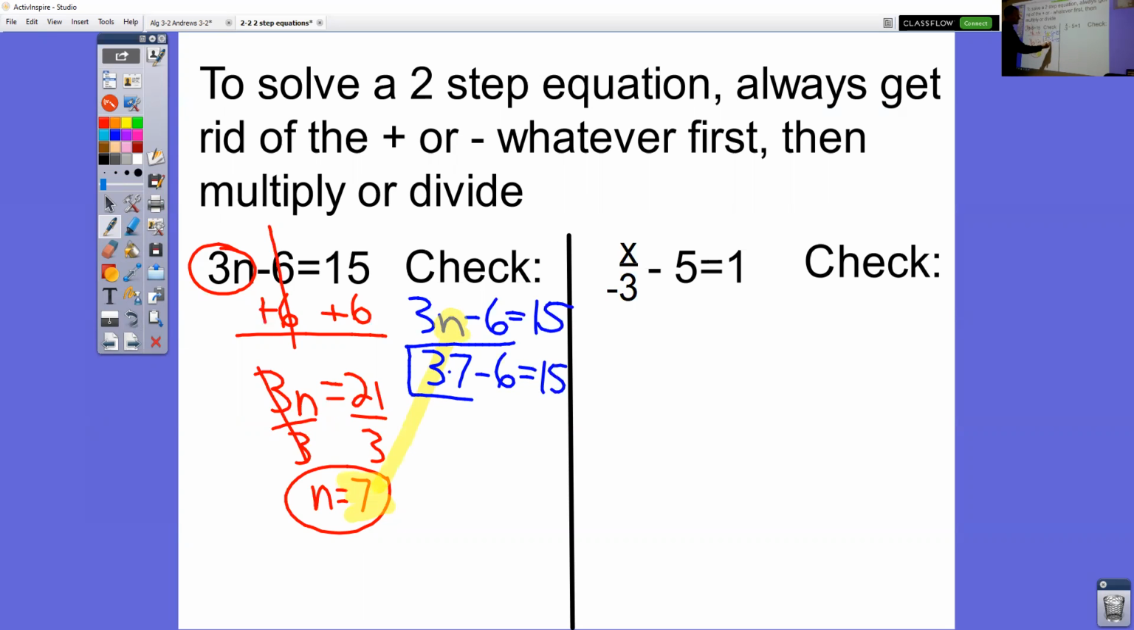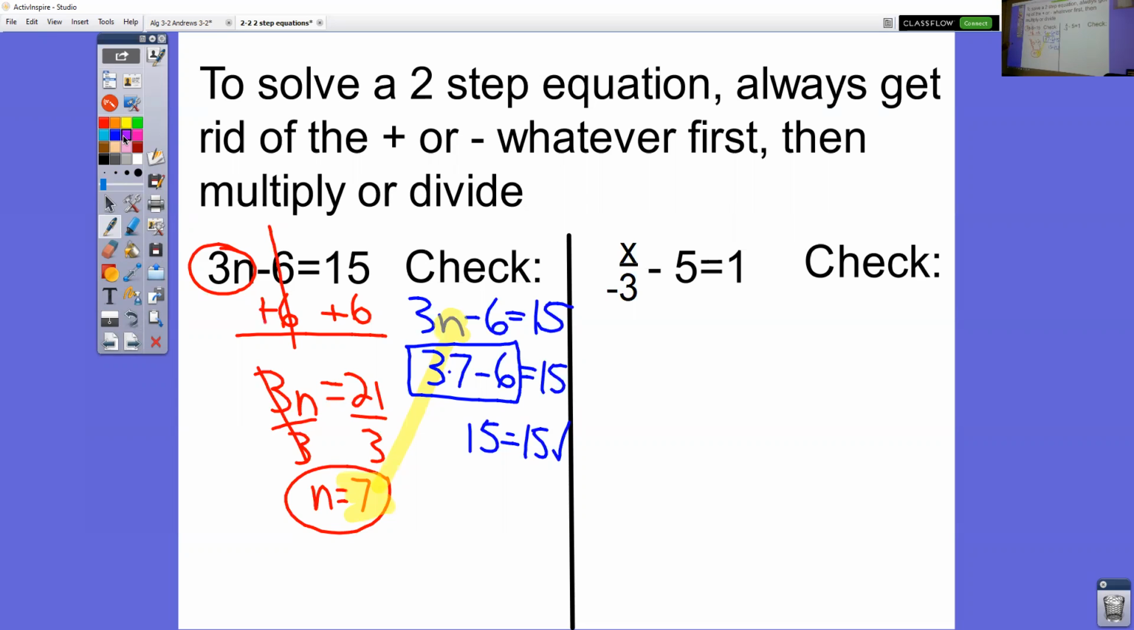You could take and type this exactly how it is right into the calculator. 3 times 7 is 21. 21 minus 6 gives you 15. Remember, as long as you end up with the same number on both sides of the equal sign, you know that you did your question correct.